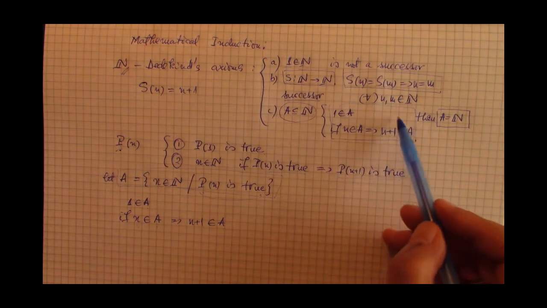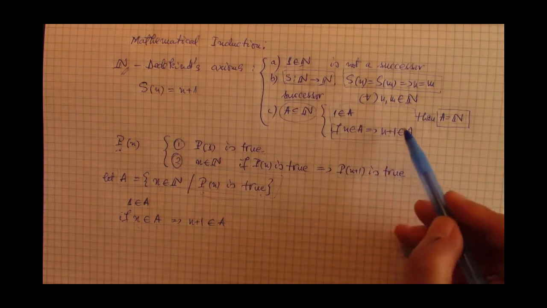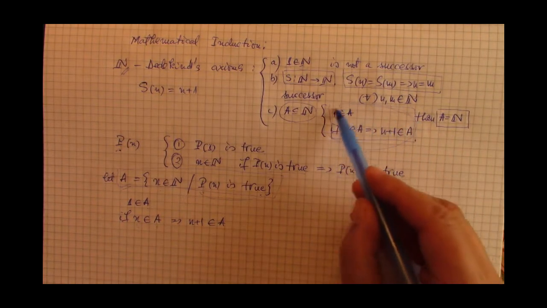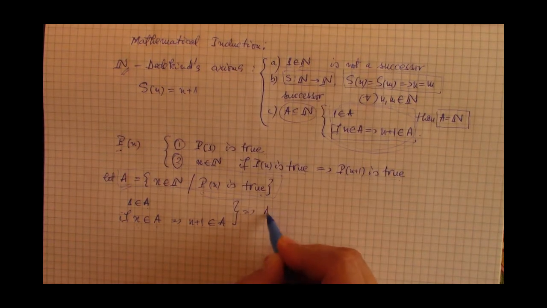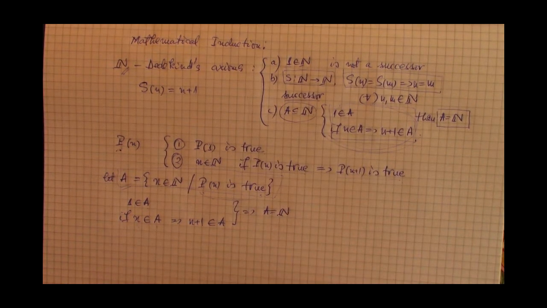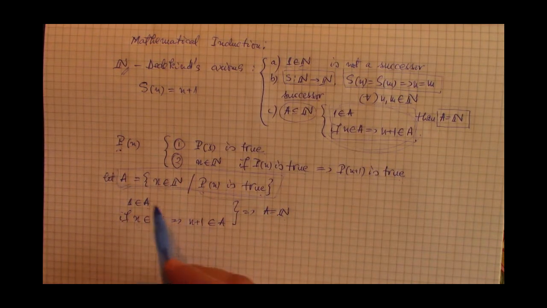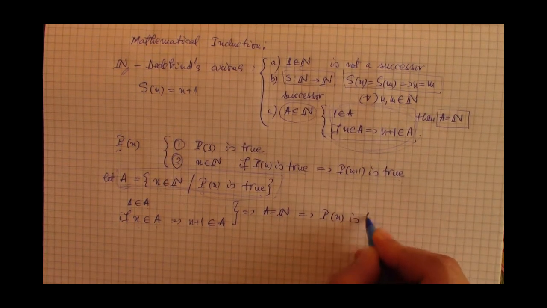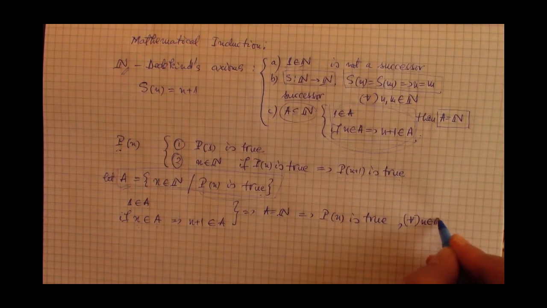So now actually if we go back to the third of Dedekind's axioms, we just figure out that our set A here has these two properties. All right, which means that A is equal to the set of natural numbers. Okay, what does this mean? A is equal to N. Well, let's look back at the definition of A. A being equal to N means that P of n is true for any n that is a natural number.